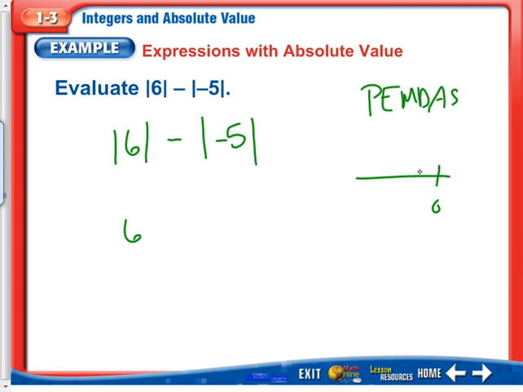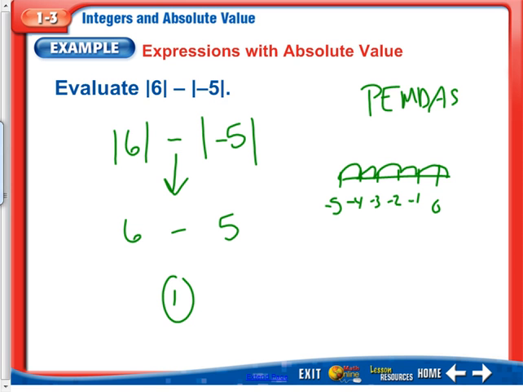So here's 0, and we would go negative 1, negative 2, negative 3, negative 4, and last but not least, we have negative 5 right here. So we just count the distance. So it's 1, 2, 3, 4, 5 units from 0. So it just becomes a 5. And the subtraction comes straight down. So 6 minus 5, that equals 1. So now we have correctly evaluated that expression.